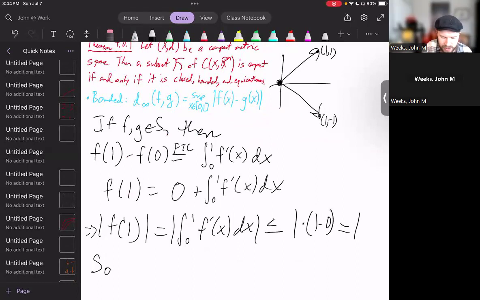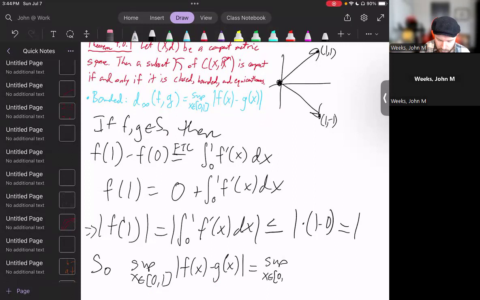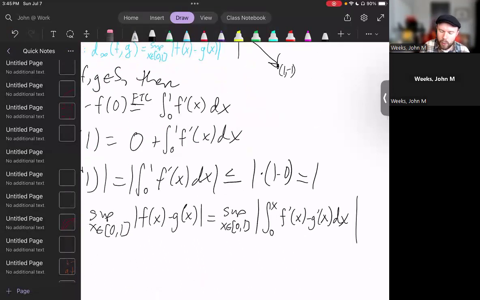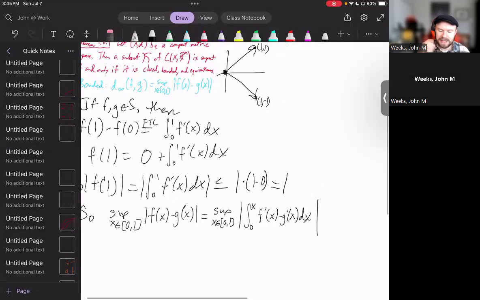So the largest possible distance, the supremum over all points inside of this, of f of x minus g of x, is going to be, by a similar argument, we could go through and set up what these integrals are and say that this is going to be equal to the supremum over all x inside of 0 to 1 of the absolute value of the integral going from 0 to x instead of to 1, just to specify that this supremum needs to be taken at any of these values here, of the difference between f prime of x minus g prime of x dx. And so you can imagine that the worst possible scenario for what this integral could be is f prime of x is 1 and g prime of x is negative 1 all the time.